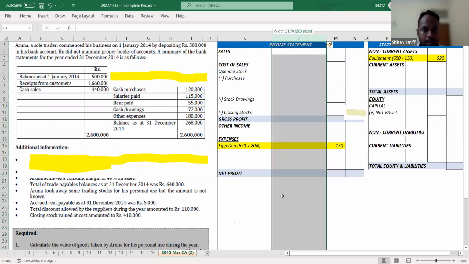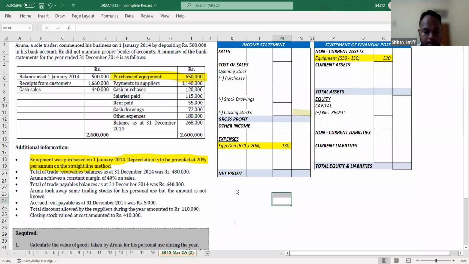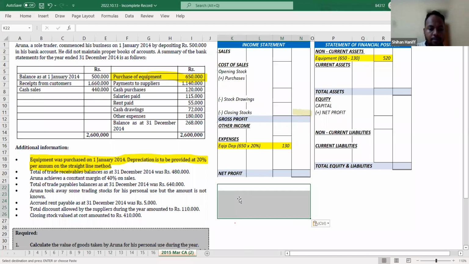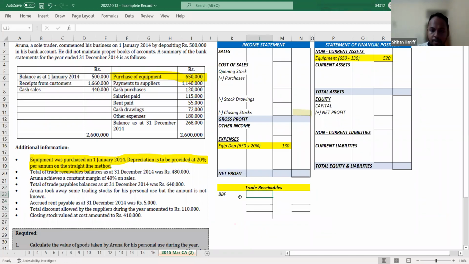Okay. So I'll draw a trade receivables account. There is no opening balance. Closing balance is 480,000. Other transactions, this side we will have sales, and this side we will have cash. A basic format of trade receivables.